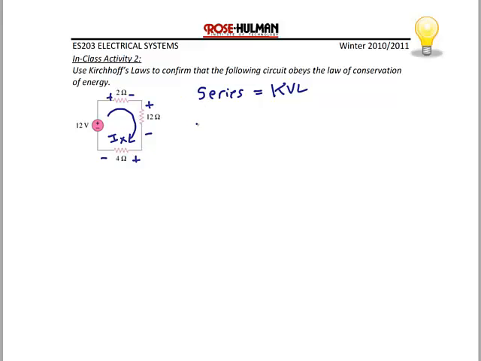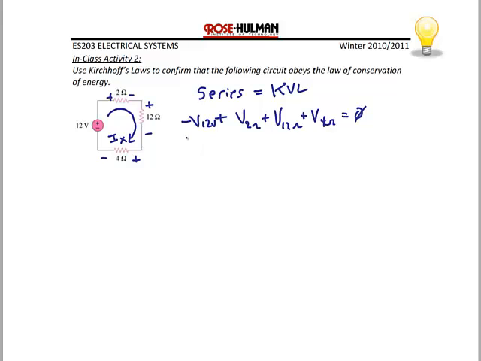So the KVL equation would be the sum of the voltages around the loop is equal to 0. So I'm going to have negative the voltage for the 12 volt source, because that's going to be a rise, plus the voltage drop across the 2 ohm resistor, plus the voltage drop across the 12 ohm resistor, plus the voltage drop across the 4 ohm resistor, and that equals 0. It's a good equation, but not very helpful because I have 4 variables in one equation.